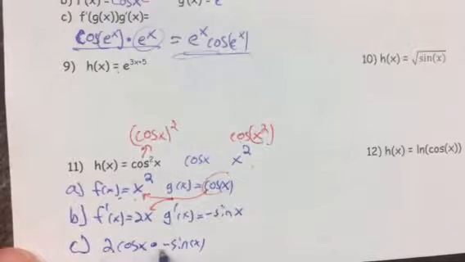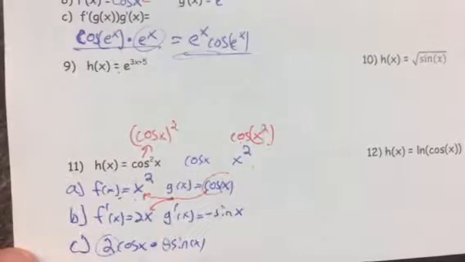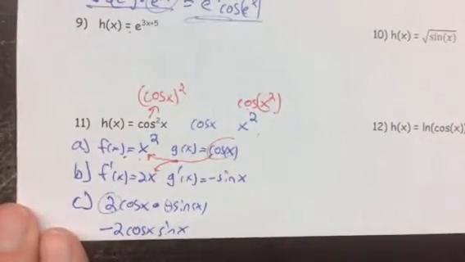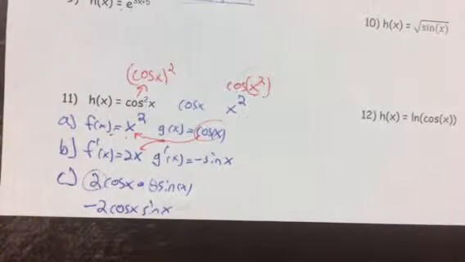This can be simplified because we have two coefficients we can multiply together. 2 times negative 1 is negative 2 cosine of x sine of x. So that's the simplified version, and that is that homework. Hopefully it goes well for you.